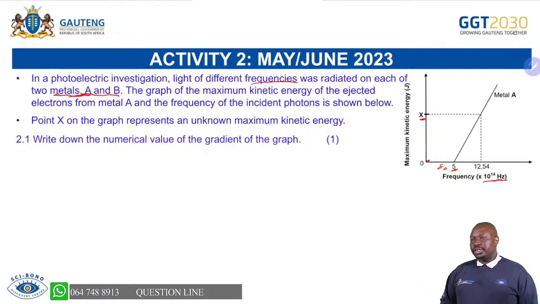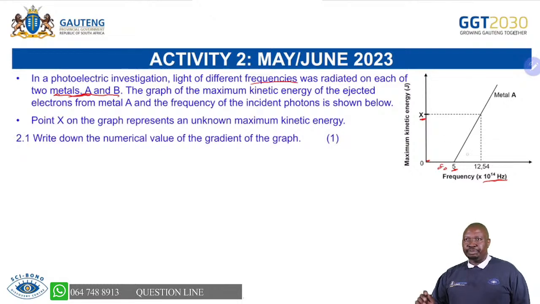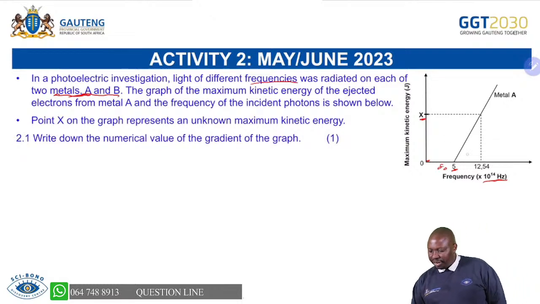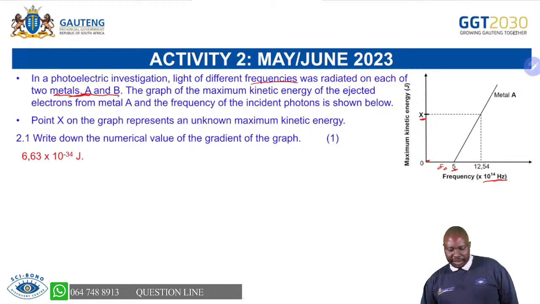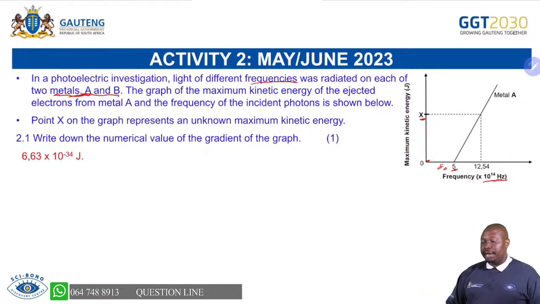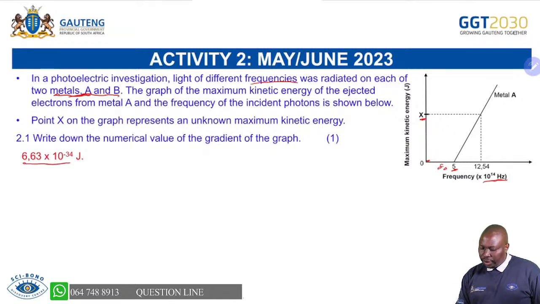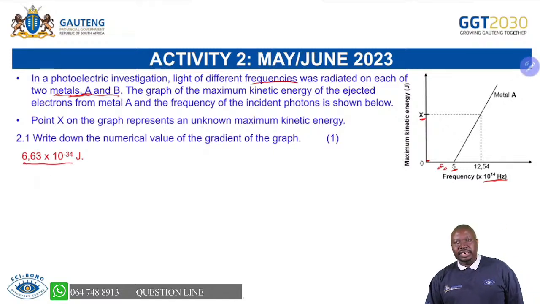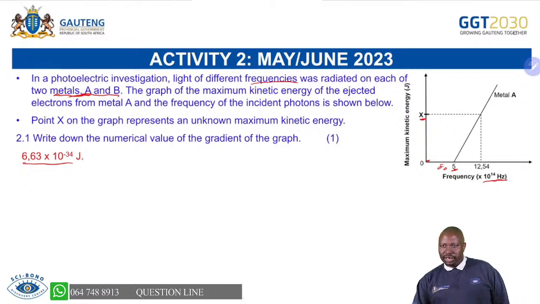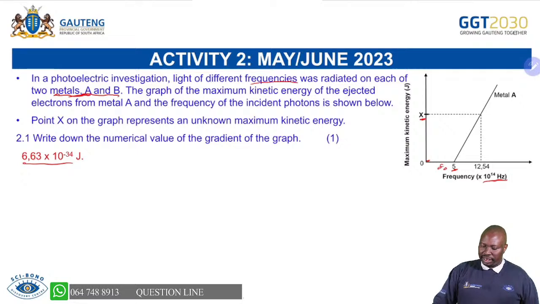So you got to know that the gradient of this graph is Planck's constant. So the numerical value will be Planck's constant, which is 6,63 times 10 to the power of minus 34. I hope that helps you to always know that on this graph, the gradient is Planck's constant. So if you say calculate gradient, it must give you Planck's constant, which is 6,63 times 10 to the power of minus 34.